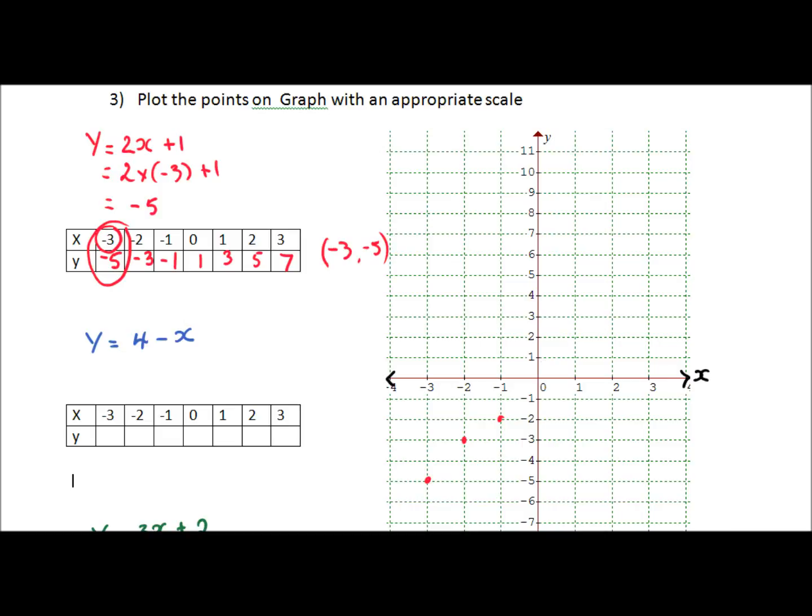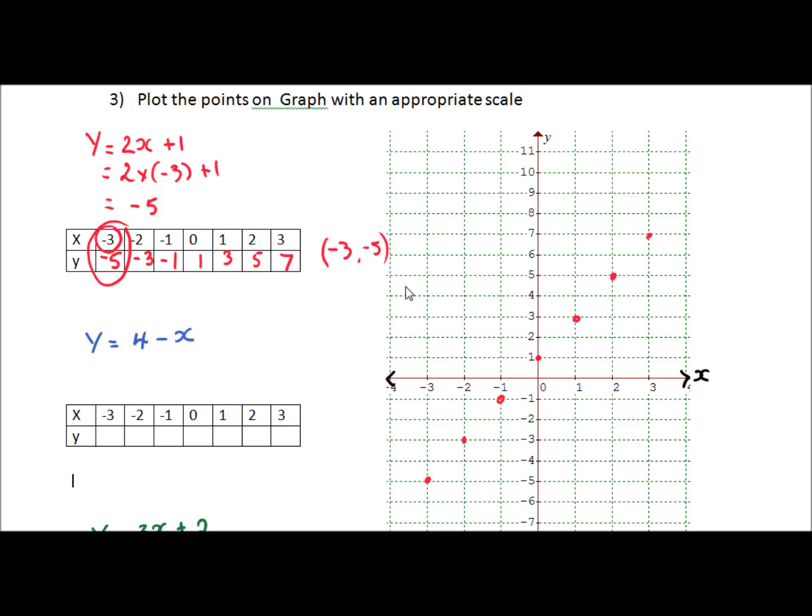That doesn't look right, does it? Now, let's take that one away for a second. 0, 1. Now, why did I know it wasn't correct? I knew it wasn't correct because it didn't fit the pattern. So my next point is 1, 3, 2, 5, 3, 7.